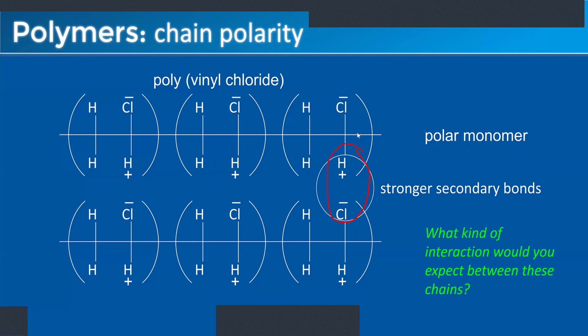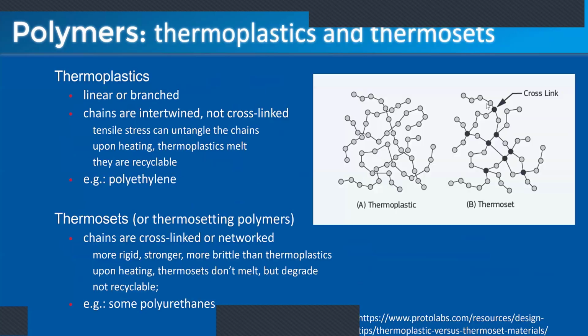So PVC and polyethylene really only differ in the polarity of the functional groups off of the backbone chain. One allows for hydrogen bonding, which is stronger secondary bonds. Polyethylene only allows for van der Waals forces, which are significantly weaker. And that determines the overall properties of the polymer.